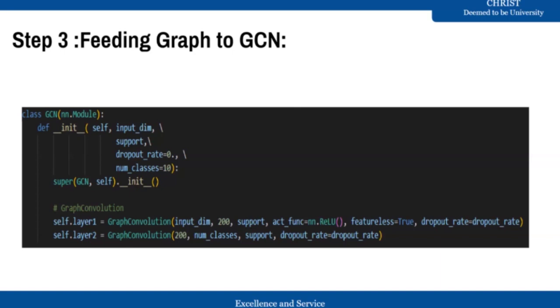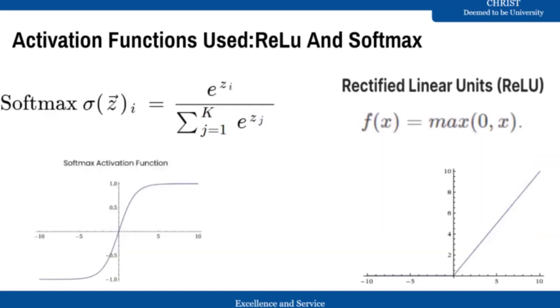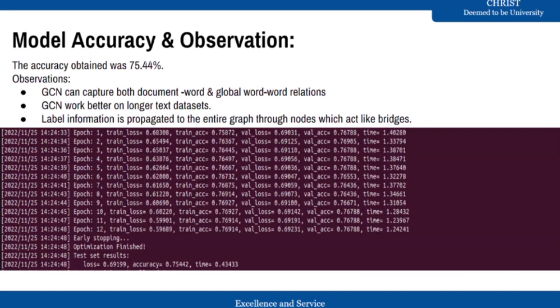The first layer used the ReLU function, and the second layer used the softmax classifier. The ReLU function was used in order to avoid the vanishing gradient problem, and the softmax classifier was used in order to obtain the probabilities of the classes that we have. Moving on to model accuracy and observations. We obtained an accuracy of 75.44%.